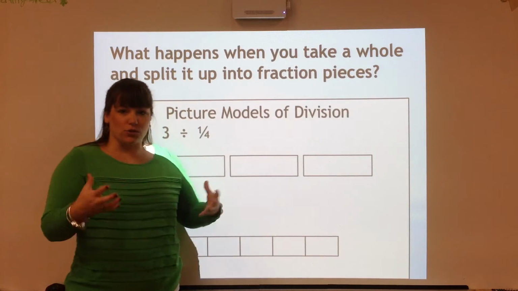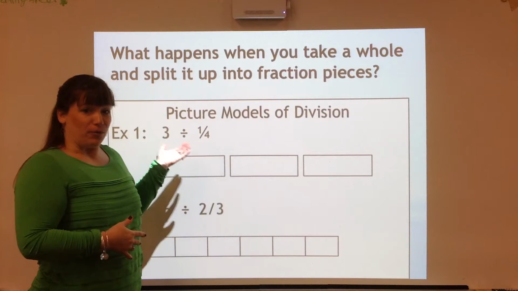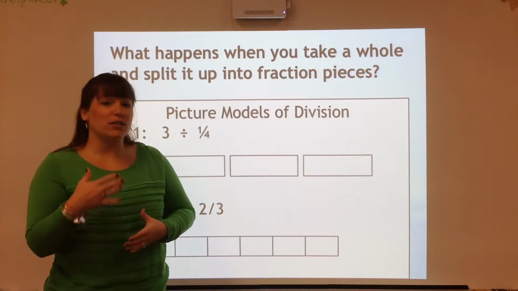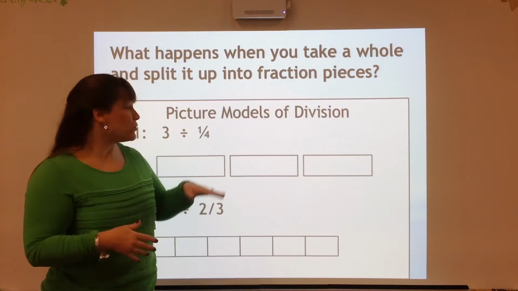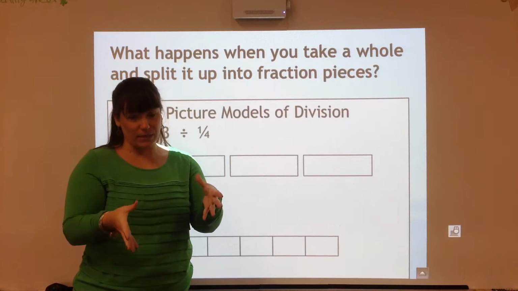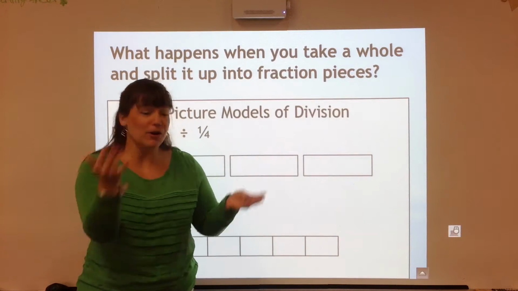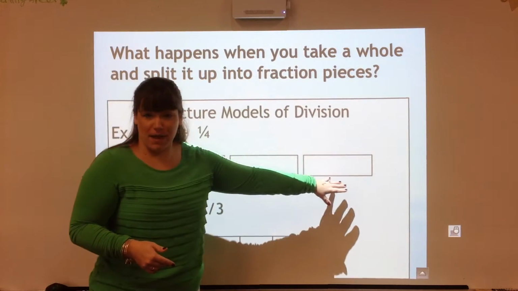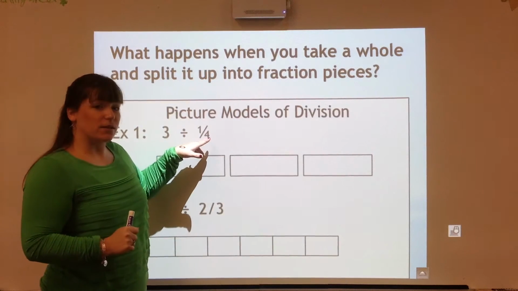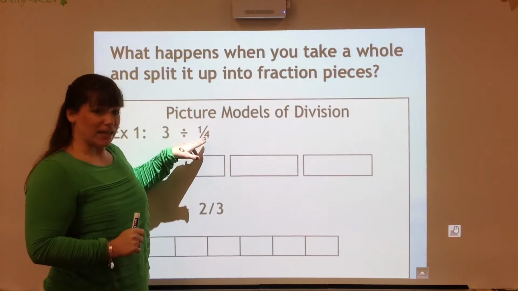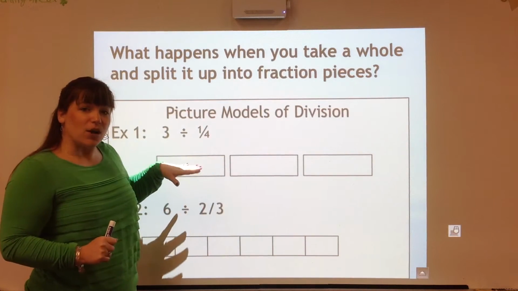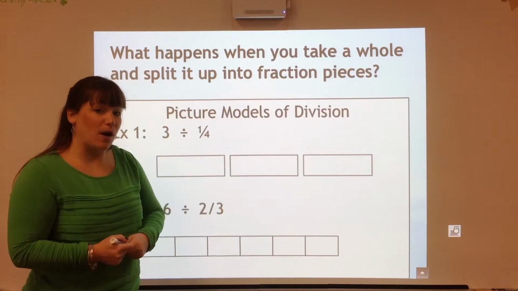So I'm going to give you the story context around this problem. Say I have 3 cakes and I want to divide them up into quarter-size pieces. So I'm going to take 1 cake and split it into 4 pieces so that I can distribute it to people at my party. If I have 3 of them, how many people could I feed? That's the question. The denominator of this second number, the divisor, is actually what we're going to split these wholes up into. We're going to split them up into 4.